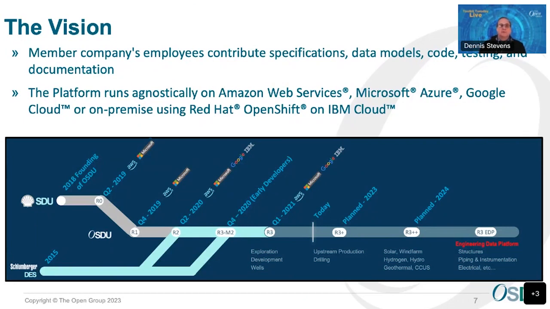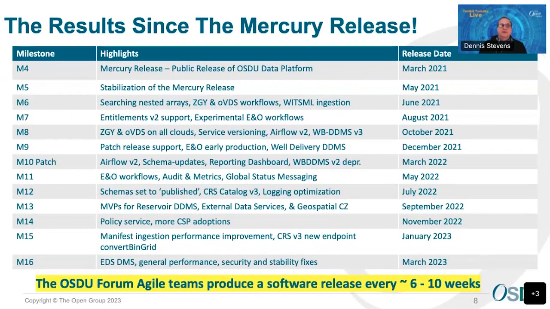It started originally with Shell's contribution of what was called the Shell Data Universe, along with Schlumberger's initial contribution of portions of their DES platform. And then we moved into what we called the R3, which was the first release of the data platform, in March of 2022. And since then, we have had a tremendous amount of growth. We've had over 15, going on 16 upgrades of the data platform. And these are what we call milestone upgrades since the Mercury release.